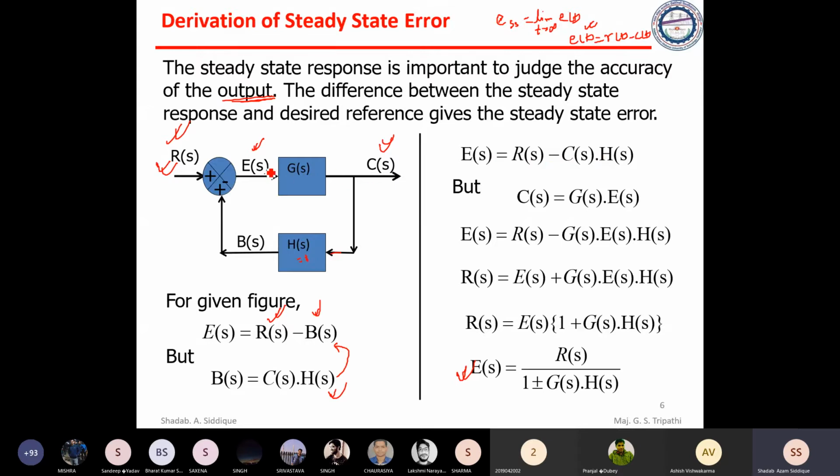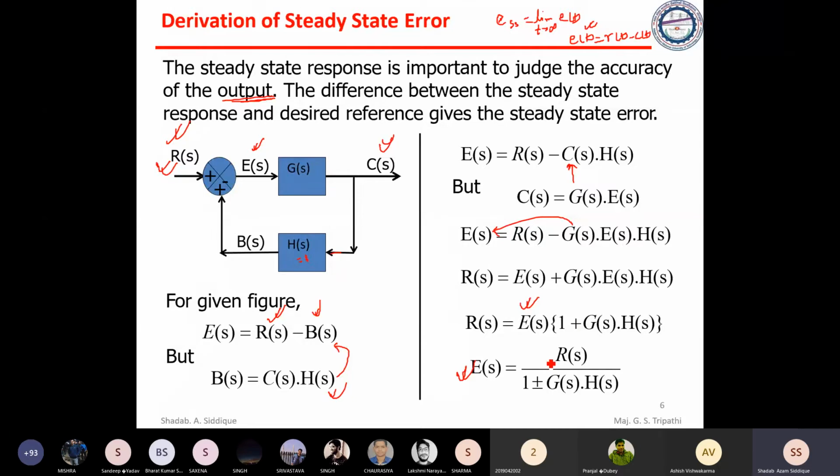And what is C(s)? C(s) is equal to G(s) into E(s). We'll substitute again here and have E(s) equal to R(s) minus G(s) into E(s) into H(s). We want to find E(s) in terms of R(s). So we take this term to this side and take E(s) common. E(s) times 1 plus G(s) into H(s) is equal to R(s). So E(s) should be equal to R(s) divided by 1 plus G(s) into H(s).